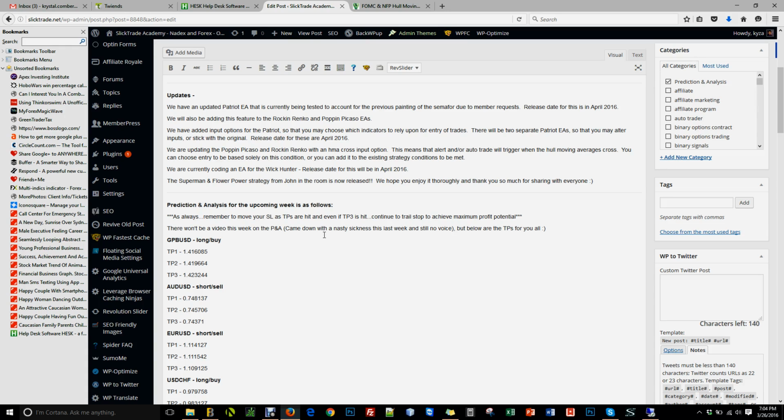We have the Pop and Picasso and the Rock and Renko. They are going to have an added HMA cross input option. Okay, HMA meaning the Hall Moving Average. So when the Hall Moving Averages cross, there will be a signal and or auto trade.